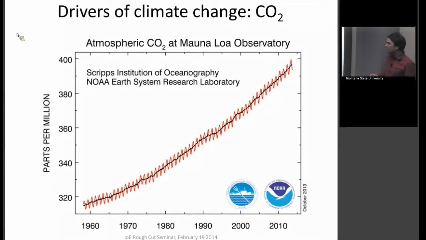The Mauna Loa curve is a very useful data set that we have to describe the biosphere, because the seasonal cycle here is driven by productivity of ocean and terrestrial systems. And so in the northern hemisphere summer, we tend to have a decrease in the CO2 concentrations. And then in the northern hemisphere winter, we tend to have an increase in CO2 concentrations coinciding with increases in respiration, but also decreases in carbon uptake from photosynthesis.